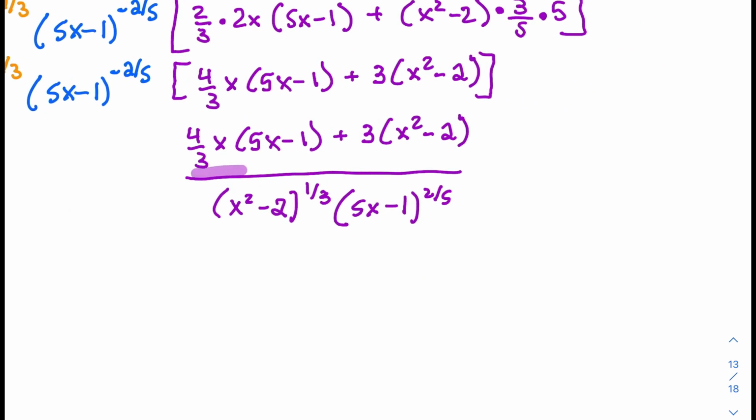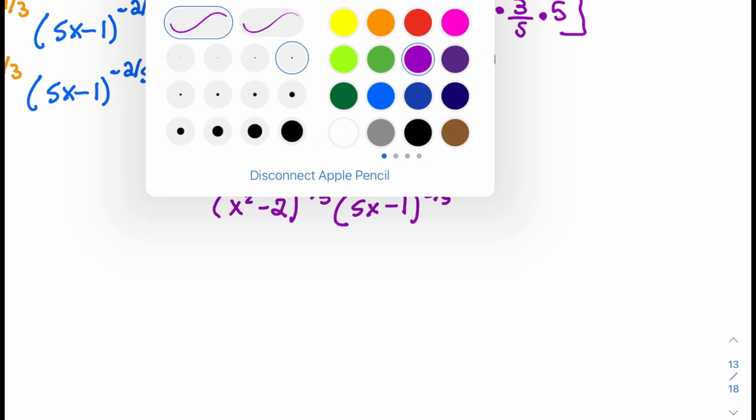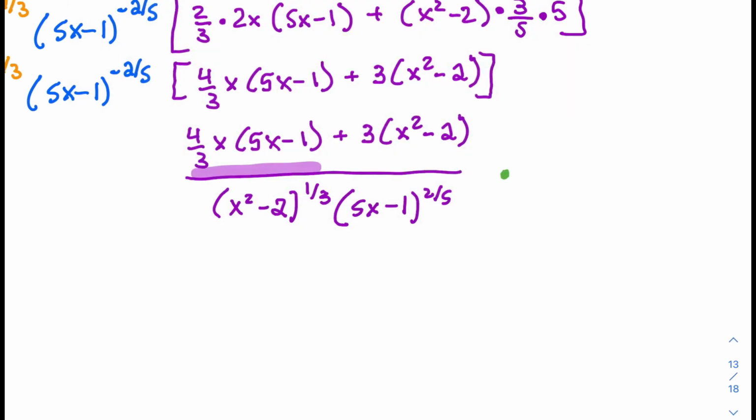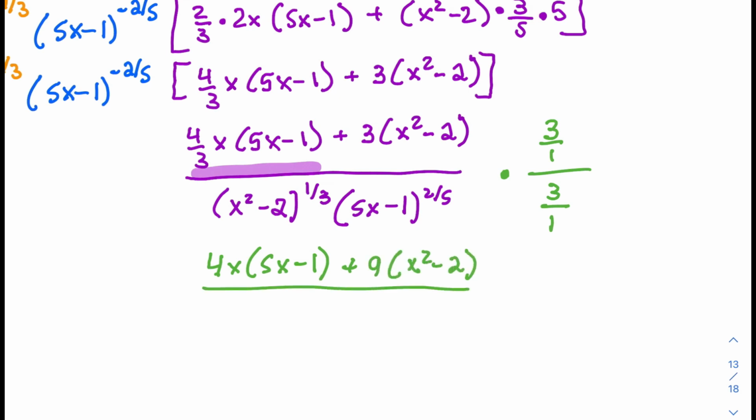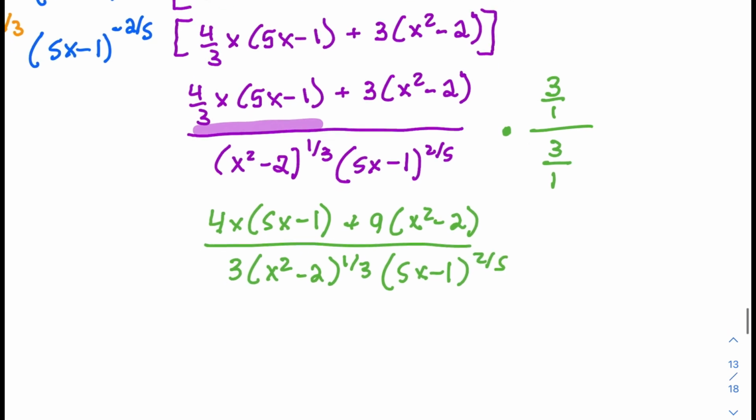Now on top, I still have a fraction involved, and I don't really want a fraction within my fraction. So instead of getting a common denominator between the terms on top, I'm actually just going to multiply this whole thing top and bottom by 3/1. If I do that, 3/1 times 4/3 just makes that 4 times my x in my first quantity. And then distributing to my second group, I'll have a 9. And then in my denominator, I'll have 3 times all those. So that's a good strategy for getting rid of fractions within fractions.